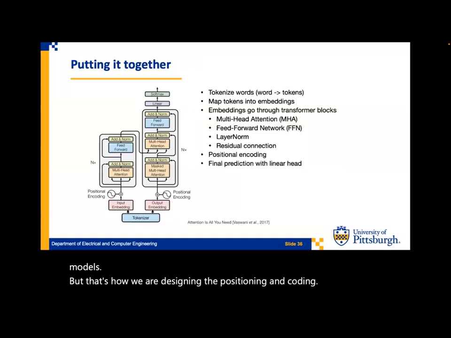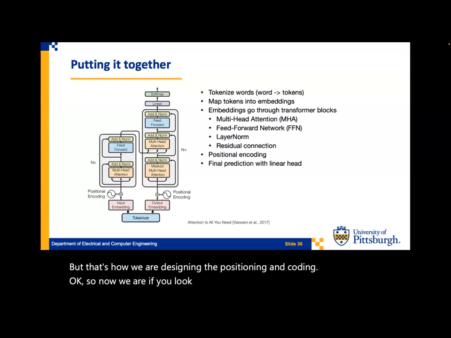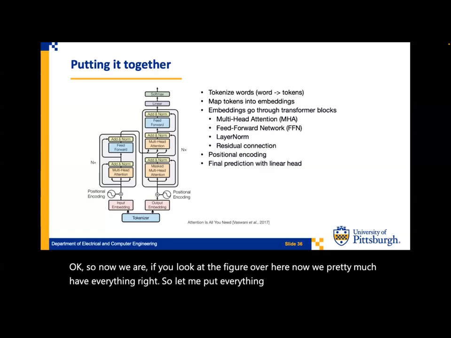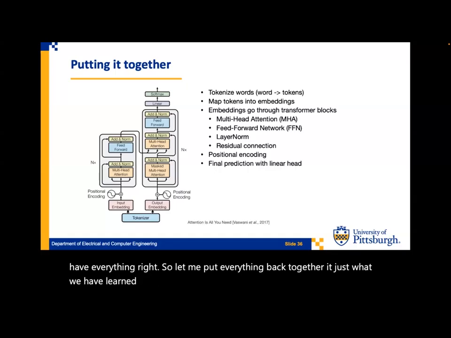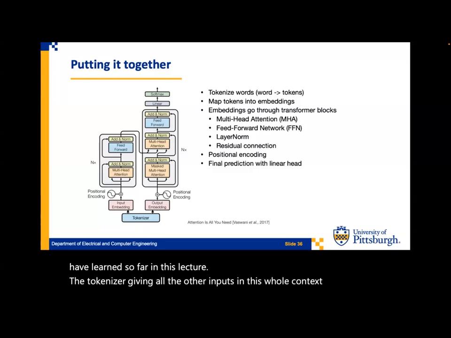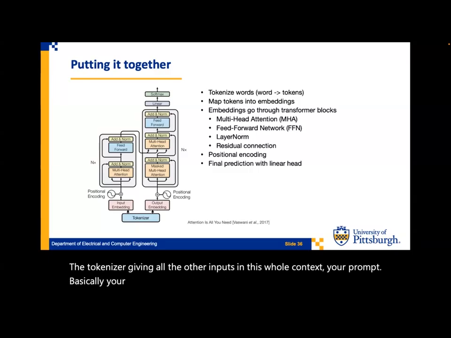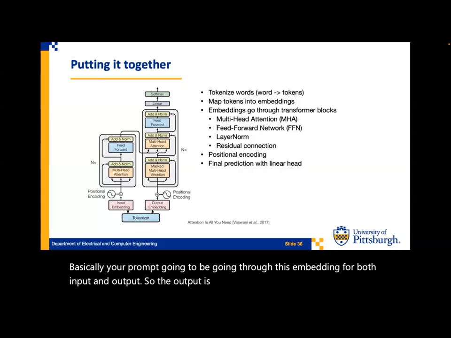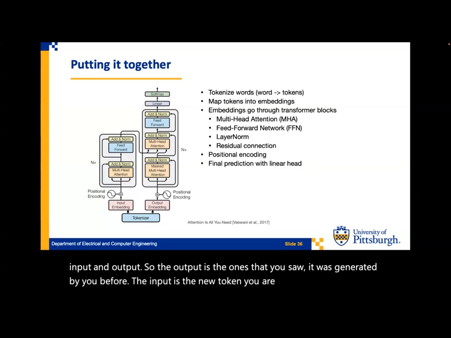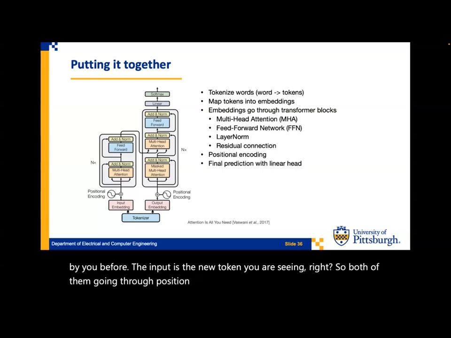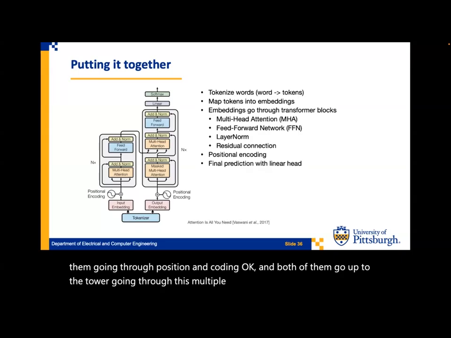Okay, so if you look at the figure over here, now we pretty much have everything, right? Let me put together what we have learned so far in this lecture. The tokenizer gives all the inputs in this whole context, your prompt. Your prompt goes through this array for both input and output. The output is the ones that were generated by you before. The input is the new token you are seeing. Both of them go through positional encoding, and both of them go up the tower, through this multi-head attention. And that's all the things that we learned.